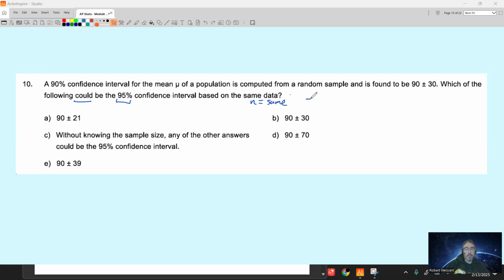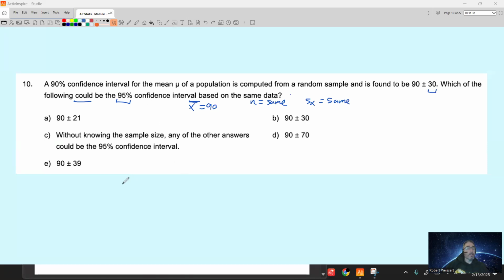Standard deviation is going to be the same. The only thing that's going to be different is your confidence level. So even your sample mean is going to be the same. So that X bar there is still going to be 90. So that's going to stay the same. We just got to figure out, hey, what's going to happen to the margin of error?